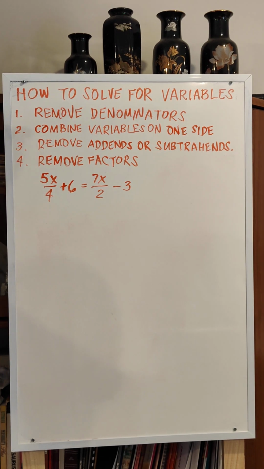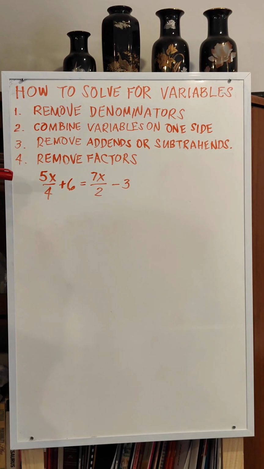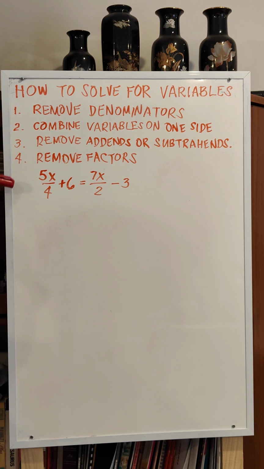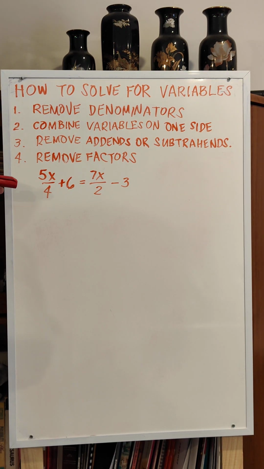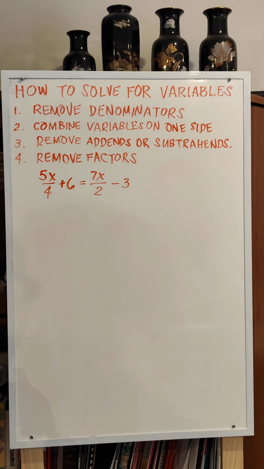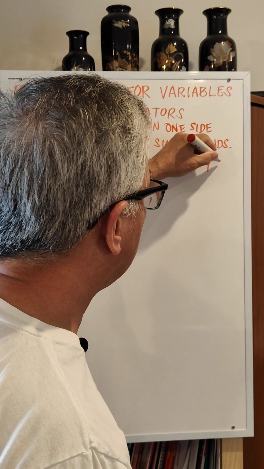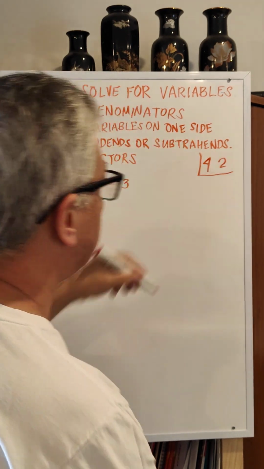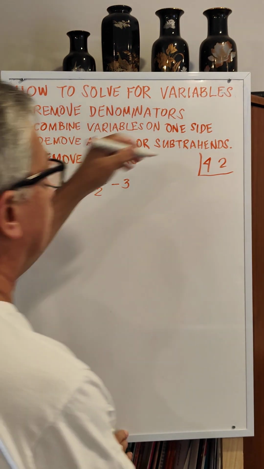These are the steps to solve for variables. If your equation has denominators, we can remove denominators by multiplying each term with the least common multiple of the denominators. We have 4 and 2 as our denominators. We can use the math sieve to get the least common multiple.